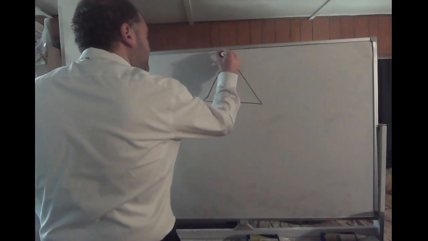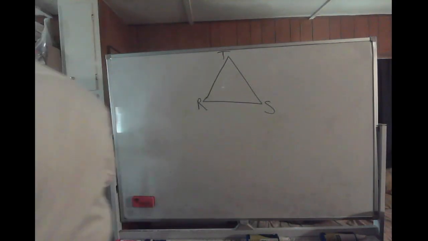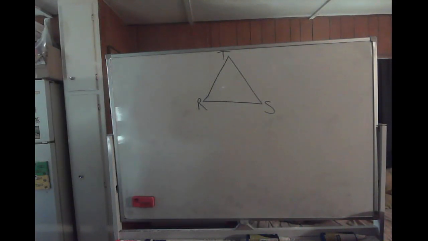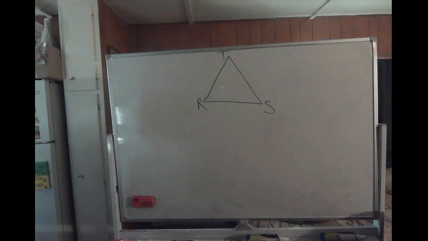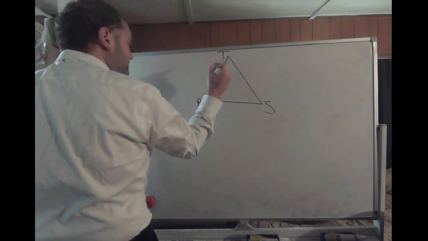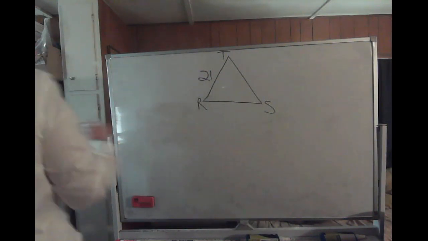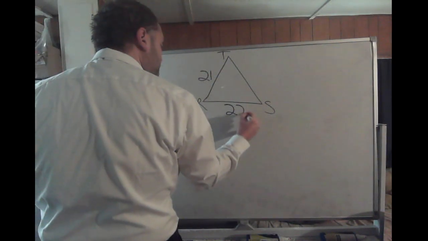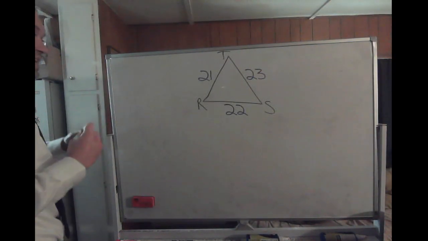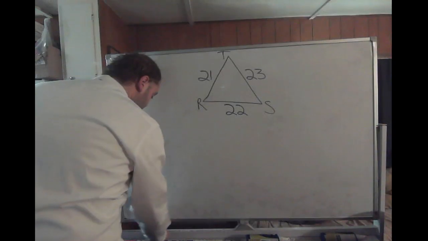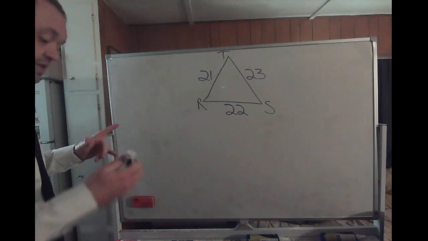Here we have triangle TRS. TR has a length of 21. This isn't exactly drawn to scale, forgive me. RS has a length of 22, TS has a length of 23. Okay, so we have a scalene triangle here. The goal is we want to name the shortest side and then the longest side.